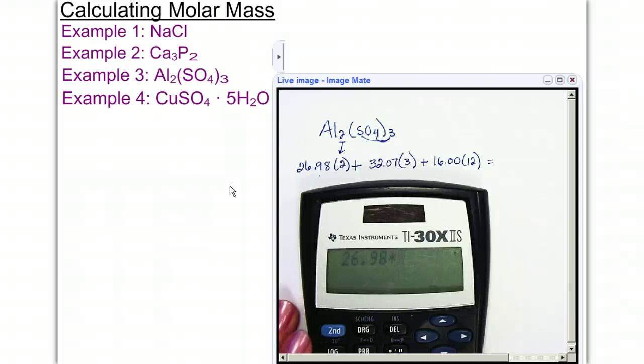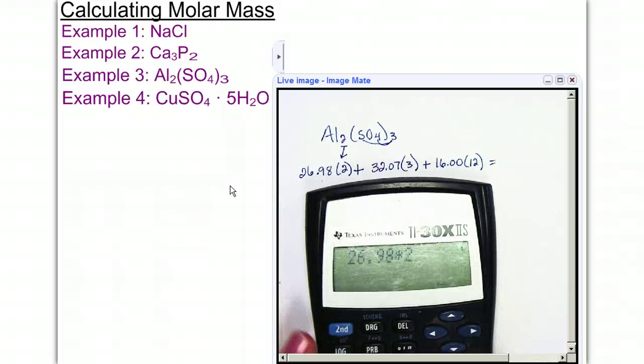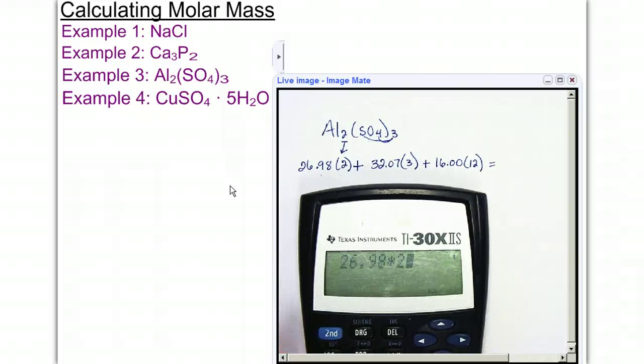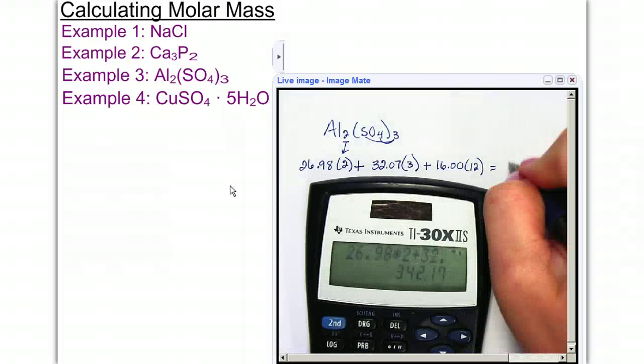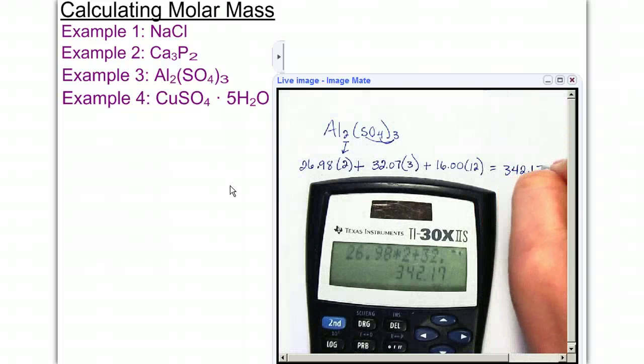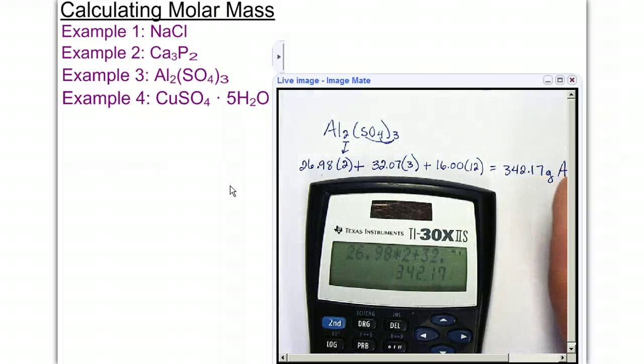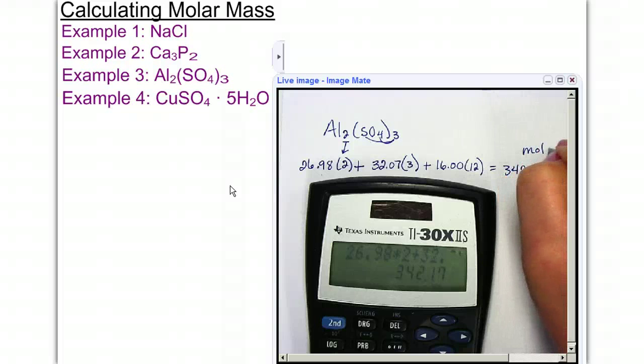26.98 times 2, plus 32.07 times 3, plus 16.00 times 12 equals 342.17 grams of aluminum sulfate. And this is the molar mass of aluminum sulfate.